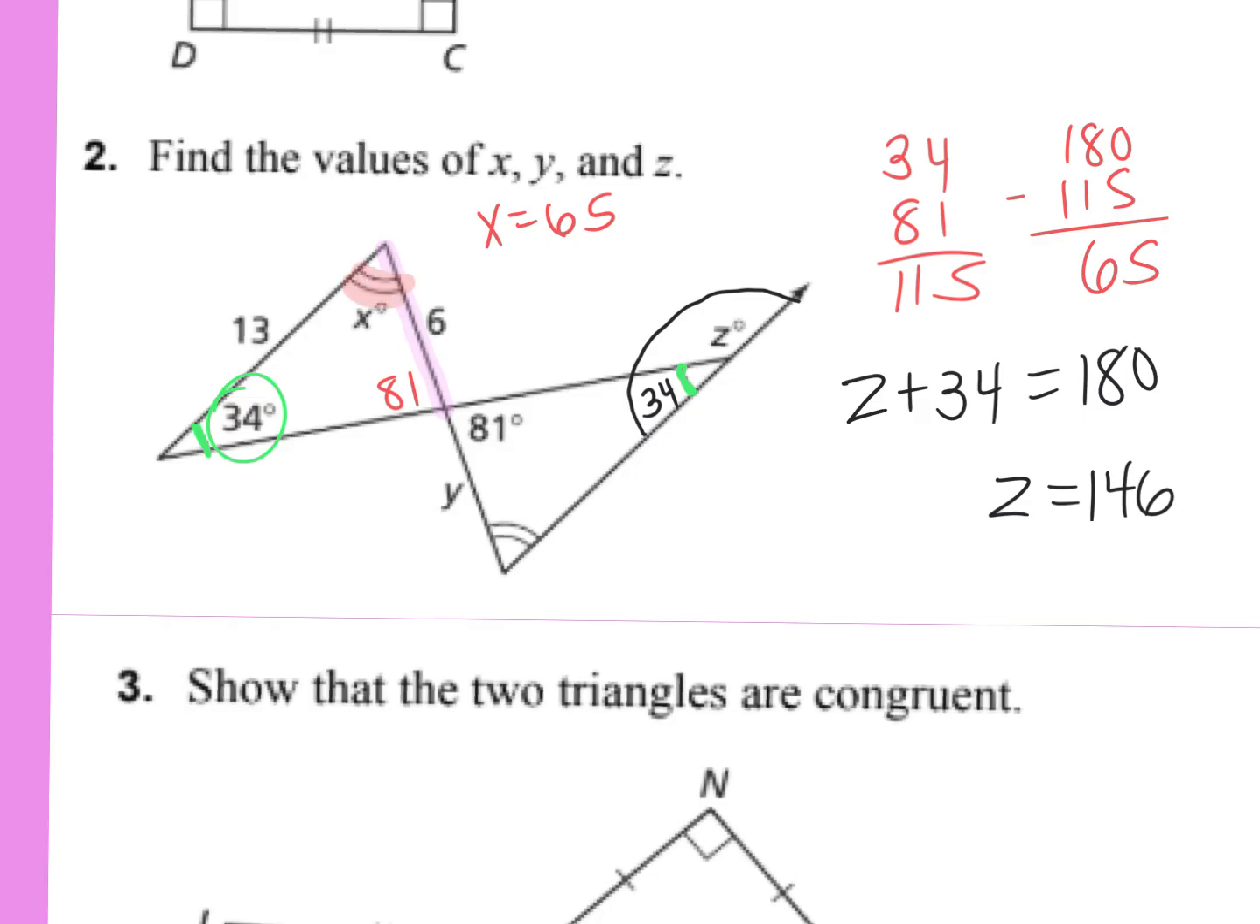with the 2 scoop marks. So if you go to the other side length here that starts with the 2 scoop marks and ends there, aren't those congruent pieces? So doesn't that automatically make y 6? So those are my 3 answers. X is 65, y is 6, z is 146.